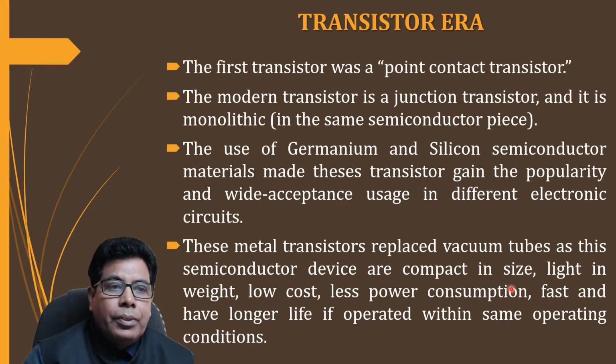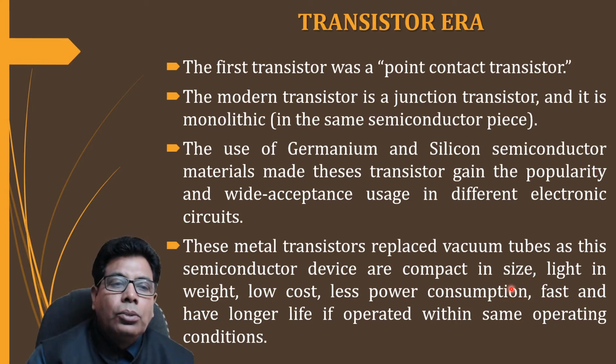So if it is done in the same semiconductor piece, it is called monolithic. So the junction transistor was developed, and the two semiconductor materials, germanium and silicon, were used to make the transistor, and it was very popular, and it was used in different electronic circuits.